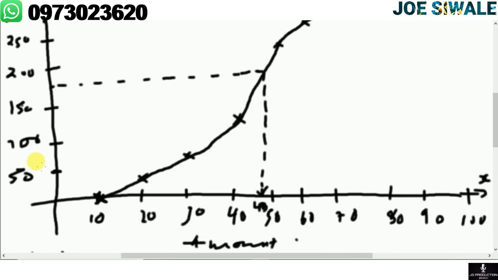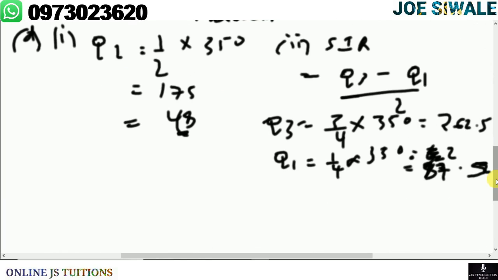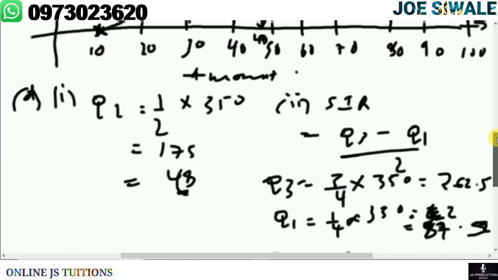So we know that this is 100, this is 50. So our 87.5, we're going to say, okay, it's here. And if we come down, we see that's 30. So we know that Q1, that's 30. What about Q3?